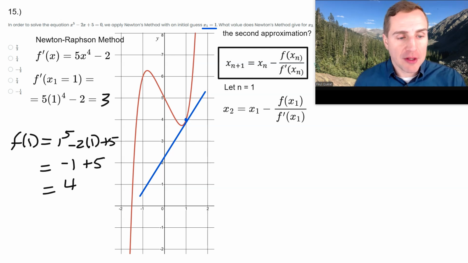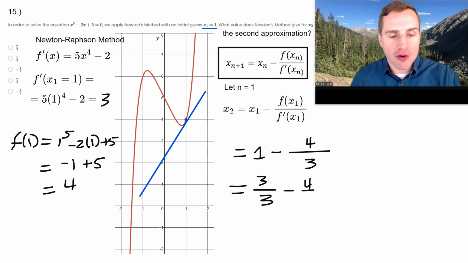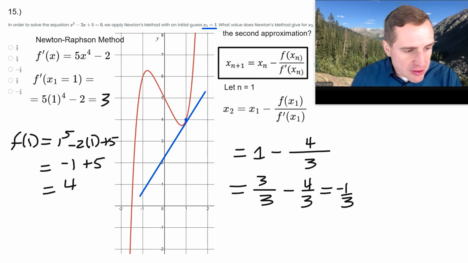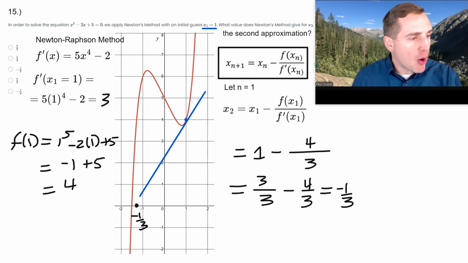So plugging into this formula now, x1 is 1 minus f of x1, which we know to be 4, and then f prime of x1 we know to be 3. So that's 1 minus 4 thirds. Now 1 minus 4 thirds, we need a common denominator. That's 3 thirds minus 4 thirds, and that gives you negative 1 third. So hopefully you see this derivative will actually hit right about here at negative 1 third. And that's going to be our x2 value.